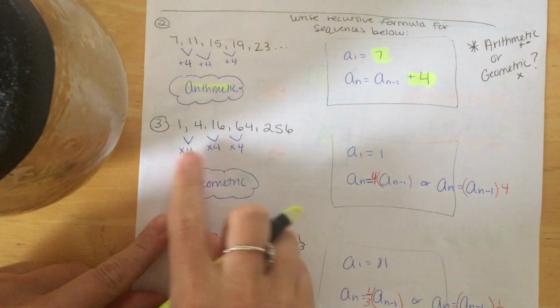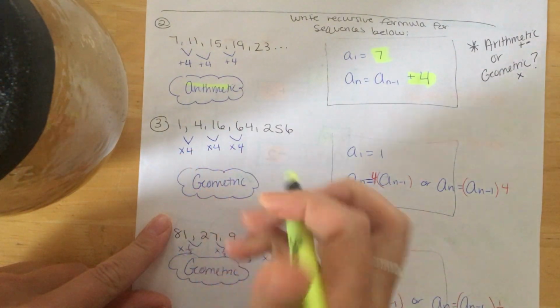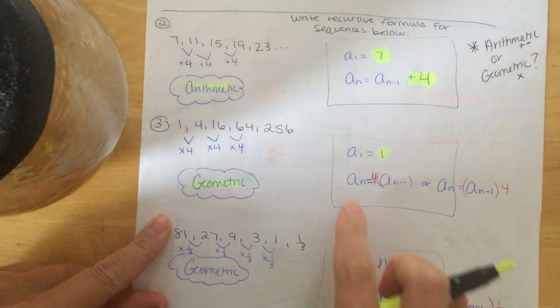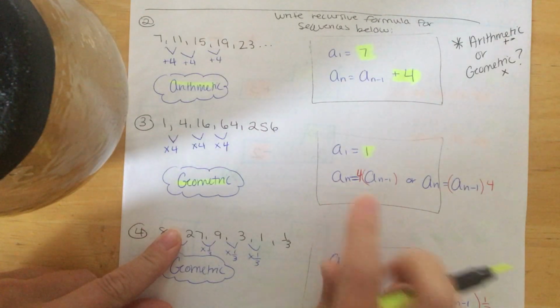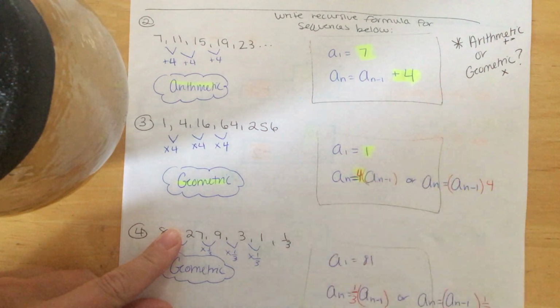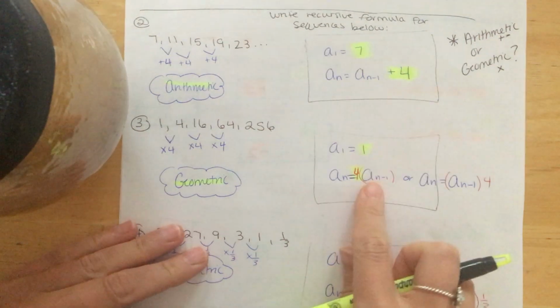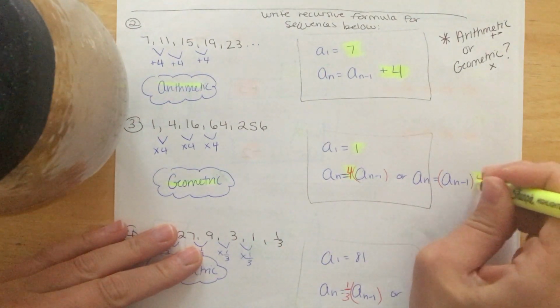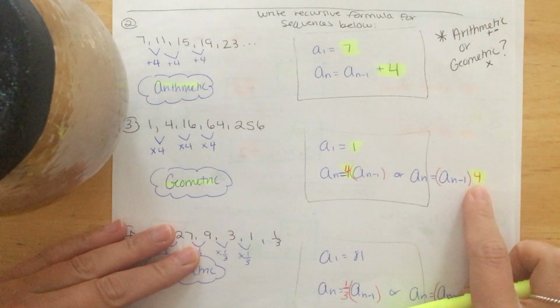Okay, the next sequence was being multiplied by 4, so that makes it geometric. So you define your first number, A of 1 was 1. And then you could either have written A of n equals, you could put the 4 out front. I had to squeeze it in since I forgot it. With parentheses times A sub n minus 1, or you could put it in the back, as long as you just make sure it's sitting right there, okay?